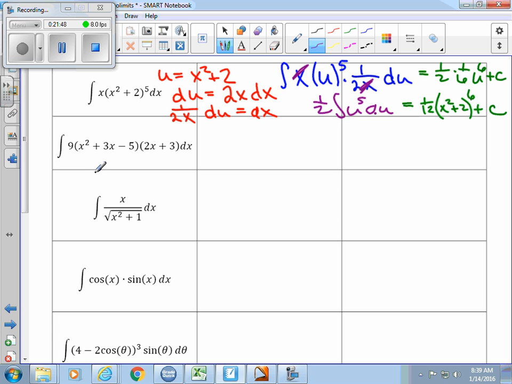Would you want to distribute that amount in, or would it matter at the end? No, since it's just a constant, I probably wouldn't because it makes your numbers bigger, but sure, either way would work fine. If I let u be x squared plus 3x minus 5, what is du? 2x plus 3. Have I made a good choice? How do you know?